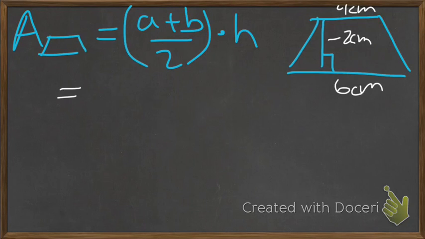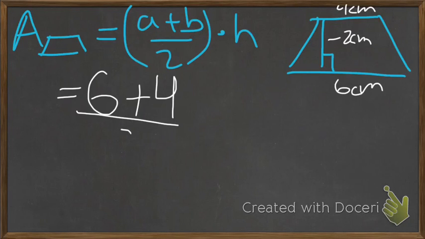So that's our formula, right? Do we have A and B? Which ones are they? What's this one in the middle here? Height. That's height, so that's not A and B, right? So which other two values could be A and B? 6 and 4. So 6 plus 4, and that's all divided by 2. Draw a line underneath it. And now you multiply all of that by the height.